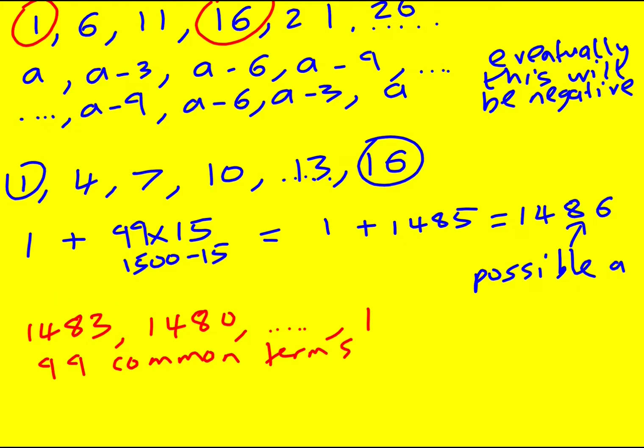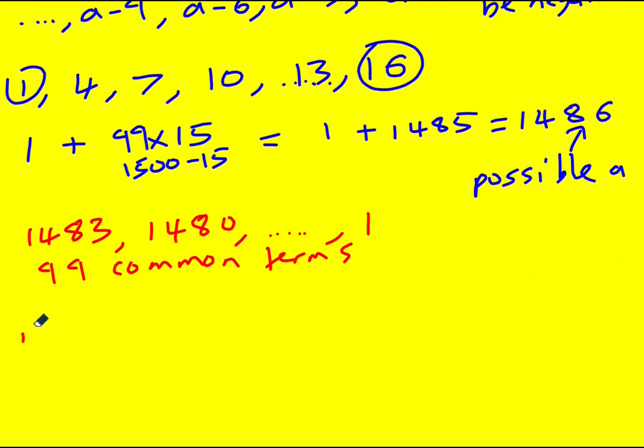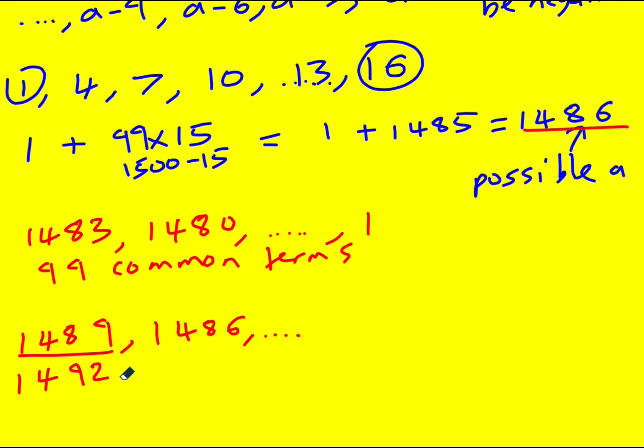So that's not going to be a possible value for A. But if I go in the other direction, 1489, then that will take me to 1486, and I'll get the same sequence again. I'll get my 100 shared terms. So this is another possible value. I'm going to underline it, and I'm going to underline that one there. As is 1492 if I started 3 more, because the next one's going to be 1489.